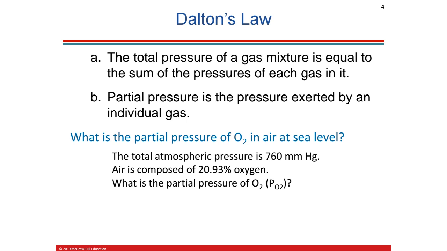What is the partial pressure of O2 in air at sea level? Given the following facts, the total atmospheric pressure is 760 millimeters of mercury, and air is composed of 20.93% oxygen. To calculate the answer, take 20.93, convert it to 0.2093, multiply that by 760. The answer is 159 millimeters of mercury.